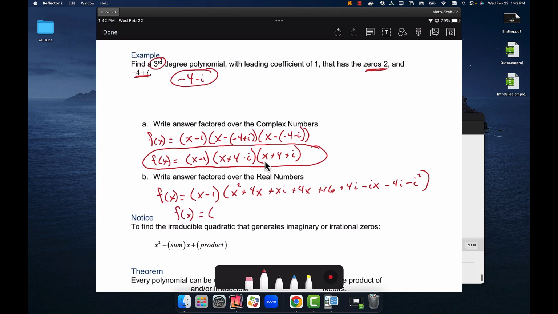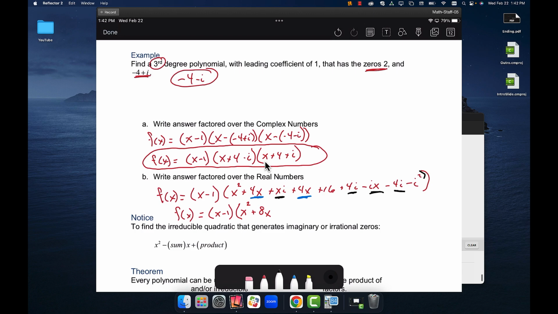Again, x minus 1 is already good. Let's combine like terms. x squared doesn't have any like terms, so we'll keep it like it is. Let's go through and find all the x's. 4x and 4x. That becomes 8x. And then we have xi, negative xi, that cancels. It should. We're trying to get rid of the i's. And then we have 4i minus 4i, they cancel. That's good. We're trying to get rid of the i's.